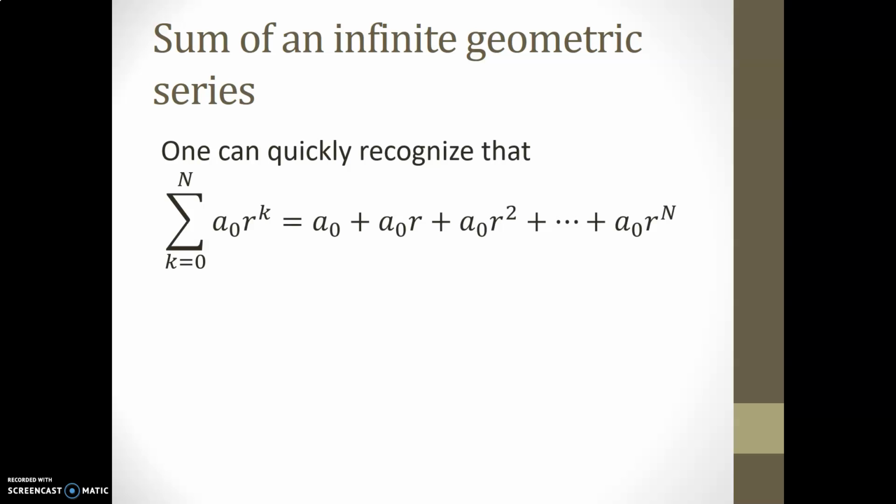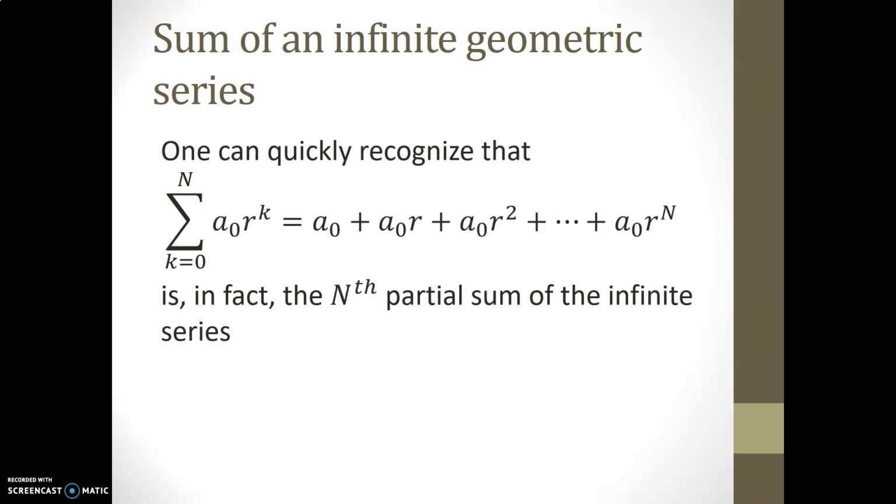Okay, so you can quickly recognize, however, that this is also a partial sum for the infinite series. So these two sequences are actually exactly the same, except for the fact that the infinite series shown at the bottom is infinite, so we would not stop adding terms, whereas in the first one we would stop once we get to a k value of n, which is the nth partial sum.